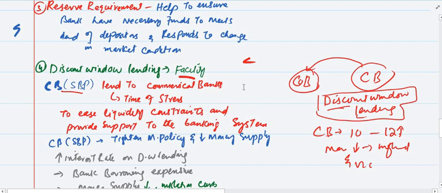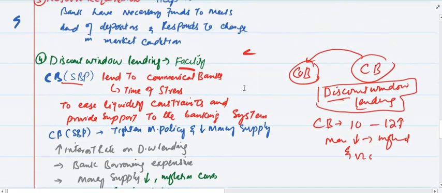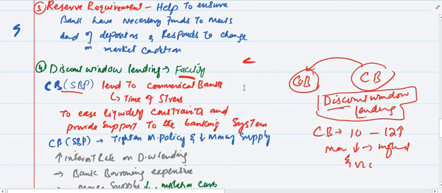And the last of the four tools which the central bank uses to achieve its monetary policy objective is discount window lending, and this is actually a facility. With this facility, the central bank can provide loans to commercial banks in the form of discount window lending, which can help ease the liquidity constraint and provide support to the banking system in a time of stress.